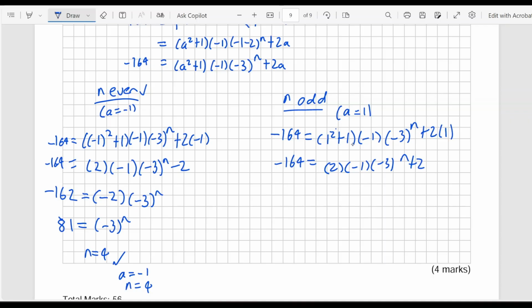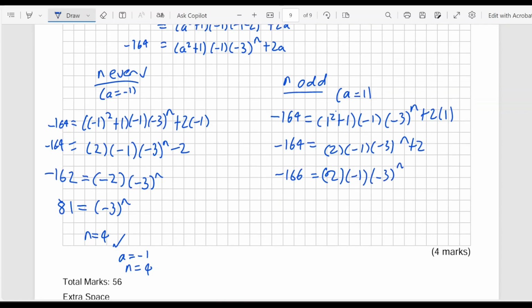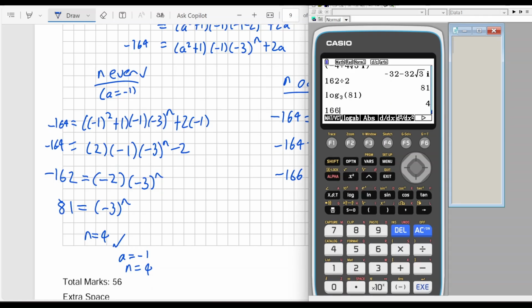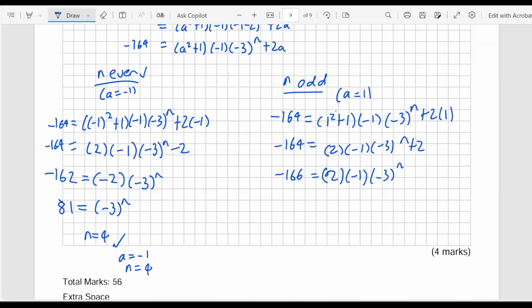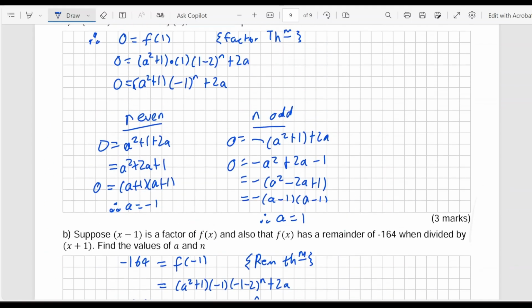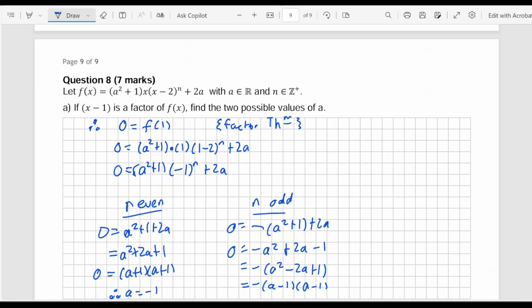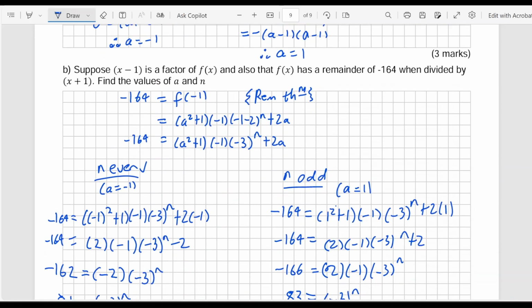So let's subtract 2 from both sides. You're going to get minus 166 is 2 with minus 1 and minus 3 to the n. We can halve everything. So if we go for 166 over 2, it's 83. So you're going to get 83. The negatives will cancel as well. Minus 3 to the power of n. Now, n is in Z plus. N's a whole positive number.